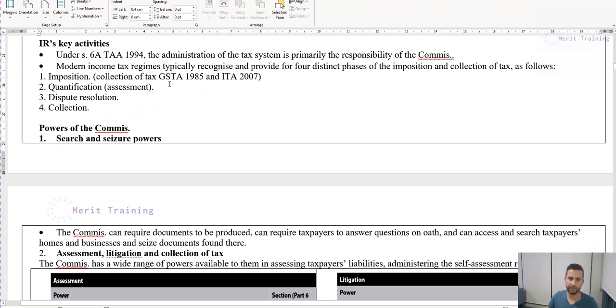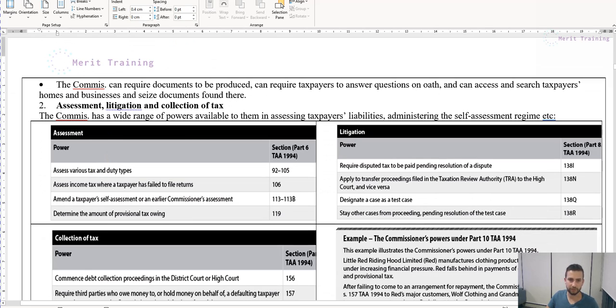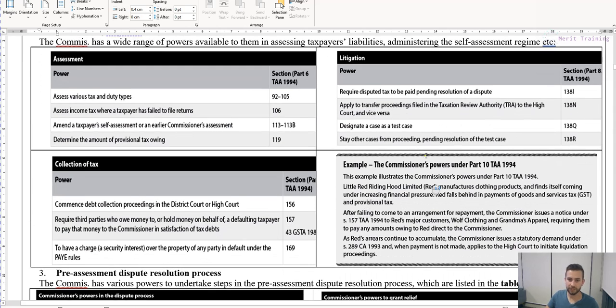In terms of what powers the commissioner actually has, it has quite a few, especially in New Zealand. Number 1, and these are going to sound like police powers really, is search and seizure powers. The commissioner can require certain documents to be produced. He can say, I want the last 3 years of records. He can also require taxpayers to answer questions on oath, and can access and search taxpayers' homes and businesses and seize documents found there. The second power of the commissioner is assessment, litigation, and collection of tax. The commissioner has a wide range of powers available in assessing taxpayers' liabilities, administering the self-assessment regime, etc., which are listed in the tables down below.